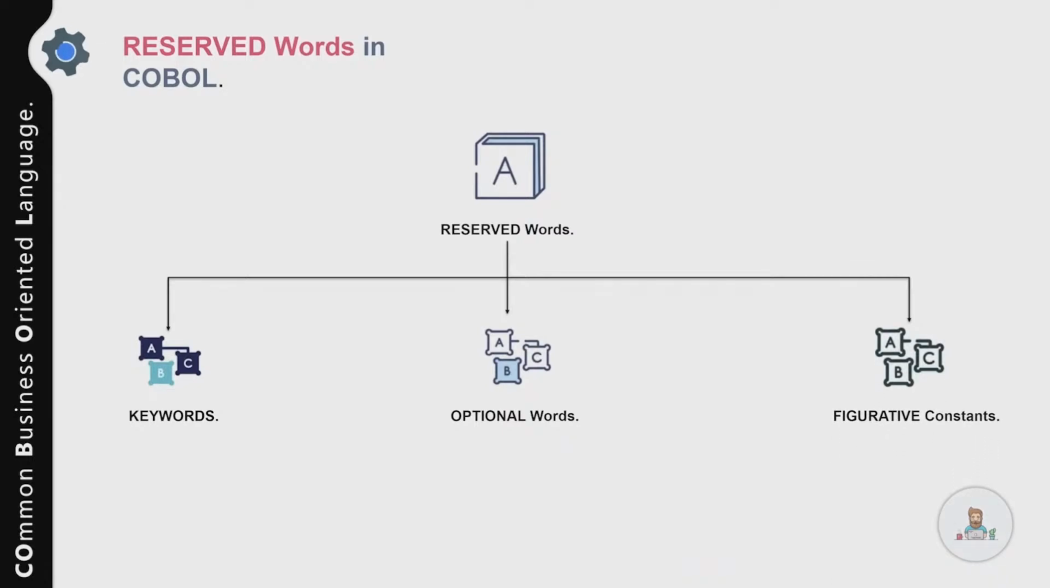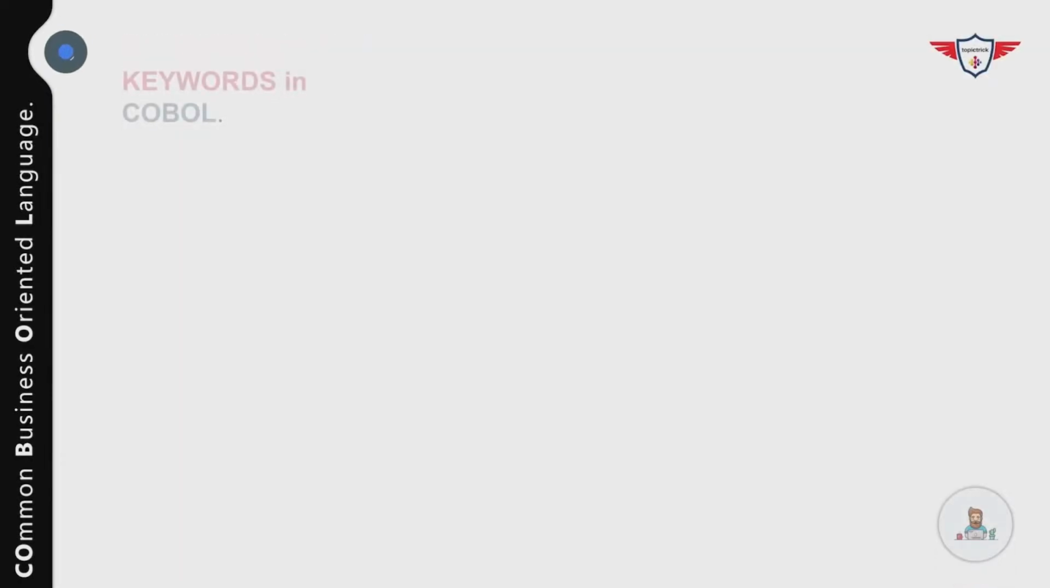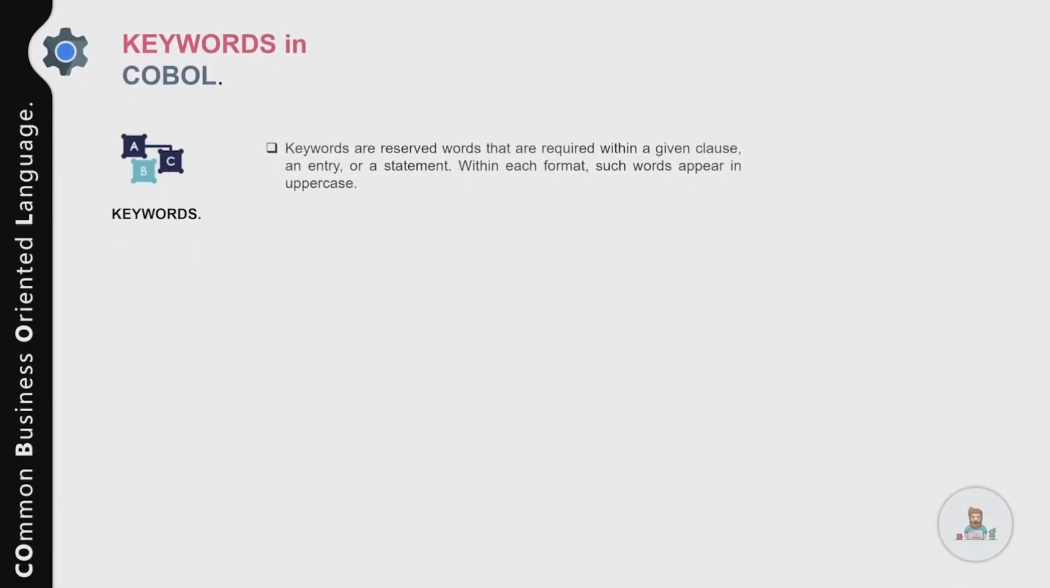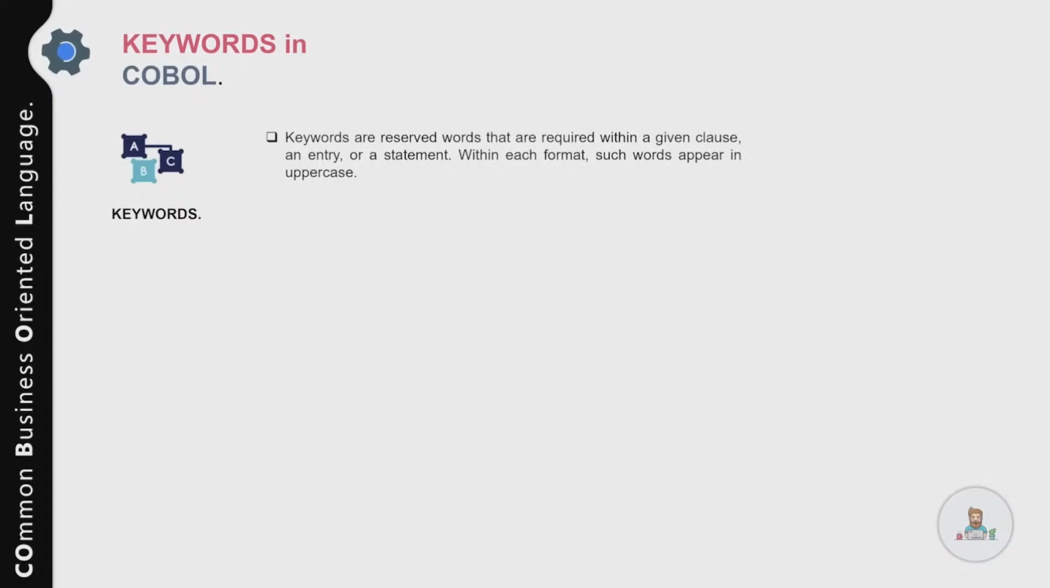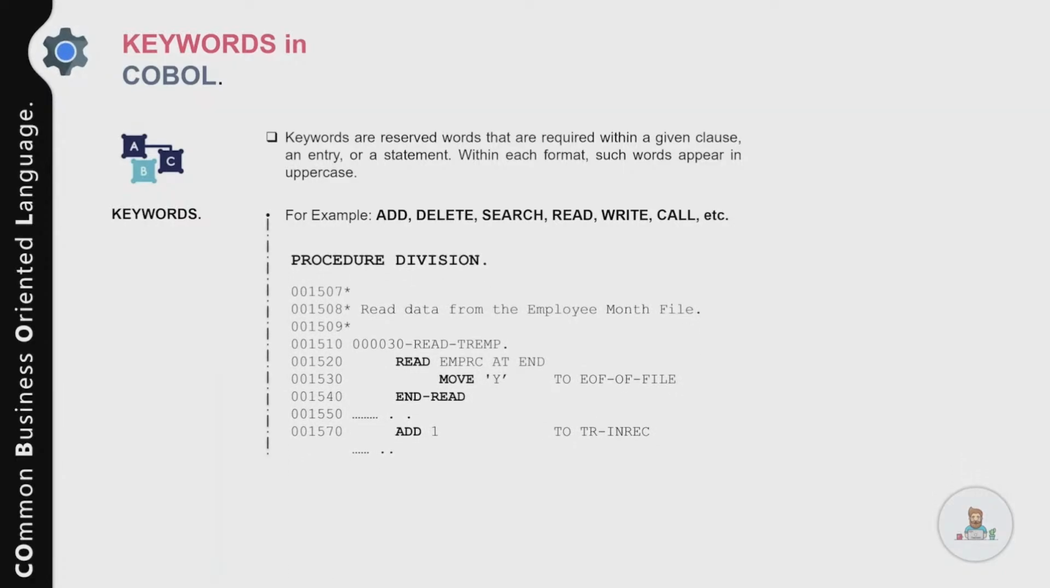Now let's talk about keywords. So keywords are reserved words that are required within a given clause, entry, or statement. And within each format, such words appear in uppercase on the main path. Here are some examples of keywords. However, the list of reserved keywords is quite lengthy.